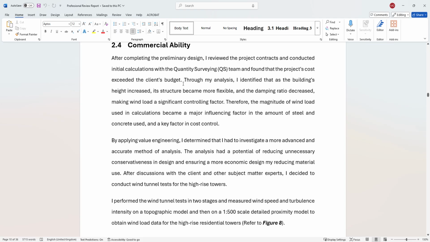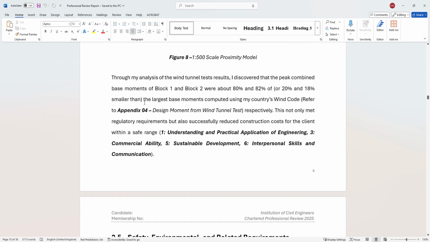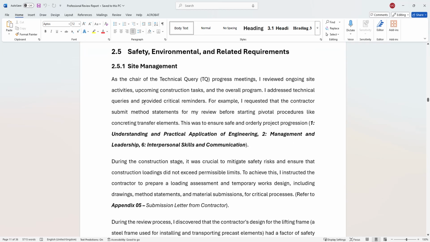Under the commercial ability, again, this is very, very important. Attribute 3, the candidate gives evidence of how exactly they complied with attribute 3. And then under health and safety, this is very, very important because if you do not provide sufficient evidence under health and safety, you cannot pass. So this is the deal maker or the deal breaker.